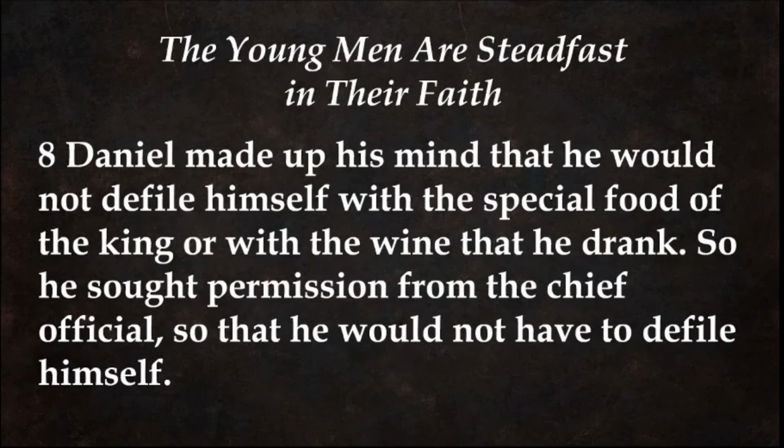Oh, sure. So Daniel made up his mind that he would not defile himself with the special food of the king or with the wine that he drank. So he sought the permission of the chief official so that he would not have to defile himself. So step one, Daniel says we must obey God rather than men. Right? Acts 5:29. Step two, Daniel sought permission.